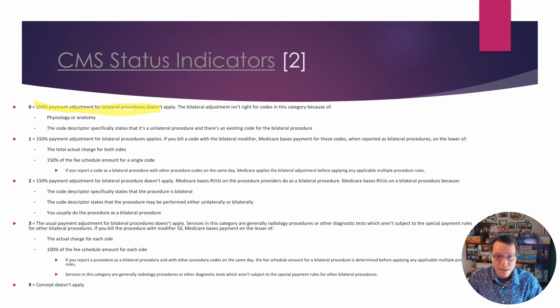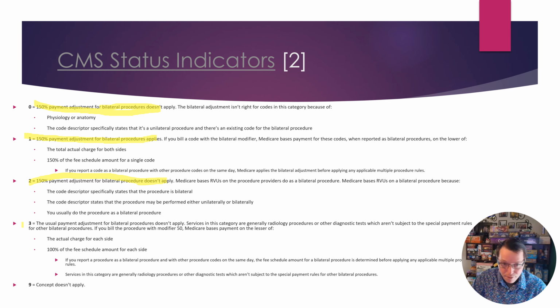Indicator 1 means 150% payment will happen for a bilateral procedure. If you bill a code with bilateral modifiers, Medicare payments base these codes off of this. When reported as bilateral procedure, on the lower of the total actual charges for both fees, or 150% of the fee schedule amount for a single code. Bilateral indicator 2 means 150% payment adjustment does not apply for these codes.